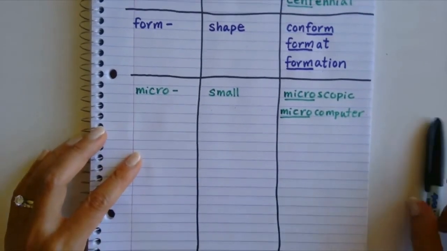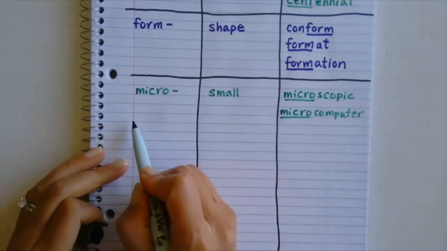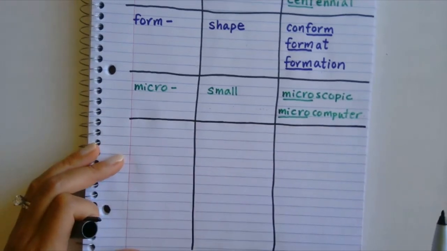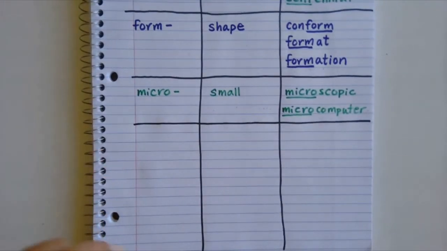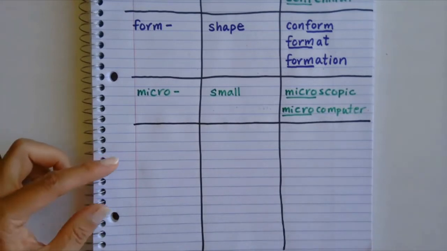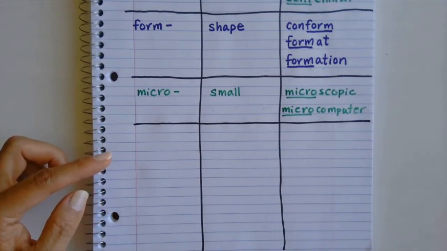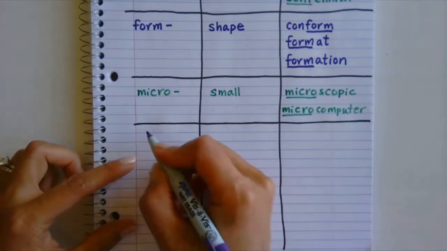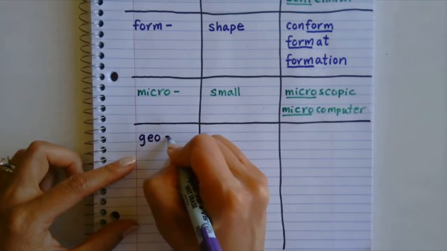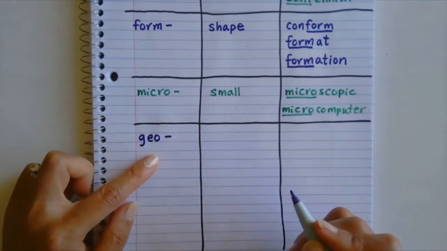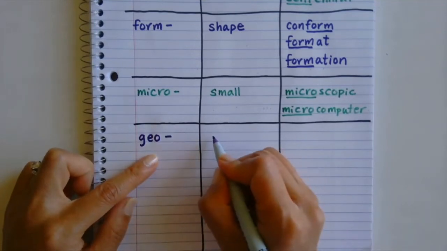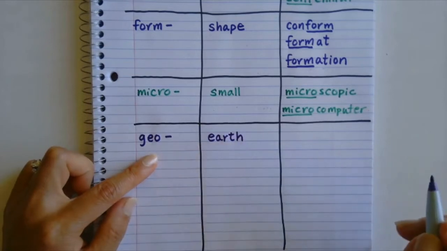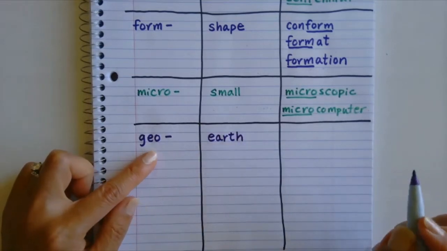Great work. Let's go ahead and add another line here this way. I bet your list is looking really great. Let's go ahead and add another Greek and Latin to our list. How about something like geo? Can you think of some words with geo? The meaning of geo is earth. Can you think of any words with geo in it?